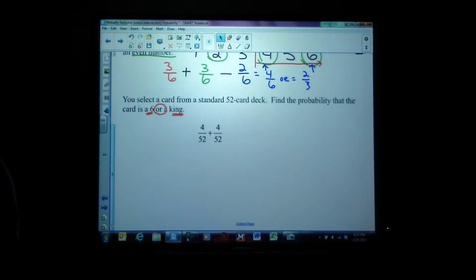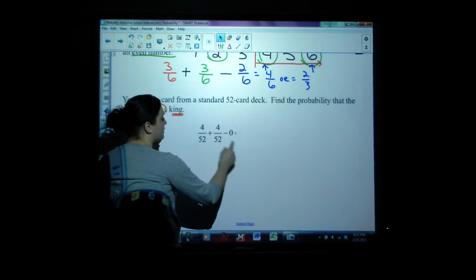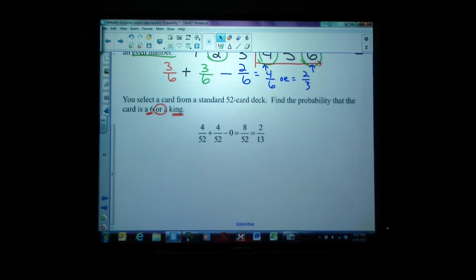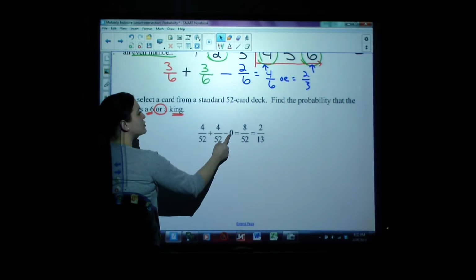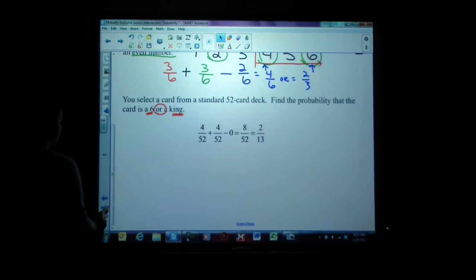Now, are there any cards that are both 6s and kings at the same time? And the answer to that is no. So I don't actually have to subtract anything, or if I write minus 0, it's not really doing anything. So if I add these up, I get 8 out of 52, or simply 2 out of 13 if I reduce. So again, these events were mutually exclusive because there was no overlap.